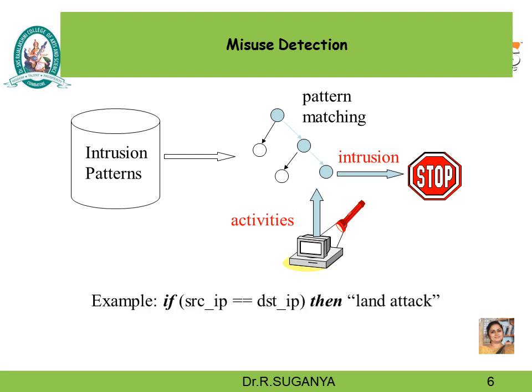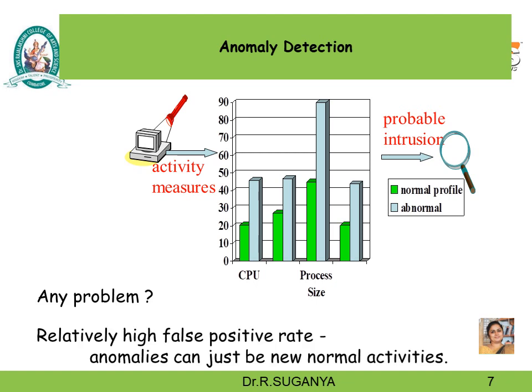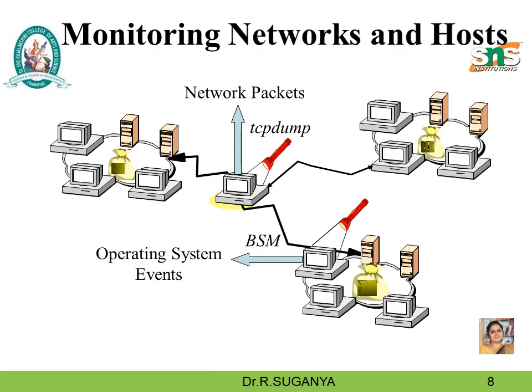Here we have an example, and we can't detect new attacks. So anomaly detection is repeatable, where there is some measurable target with a graph and the probable intrusions are given here. So the normal profile and abnormal profile are given, such as the CPU process and the process size being taken. If there is any problem, there is a relatively high false positive rate. Anomalies can just be a new normal.